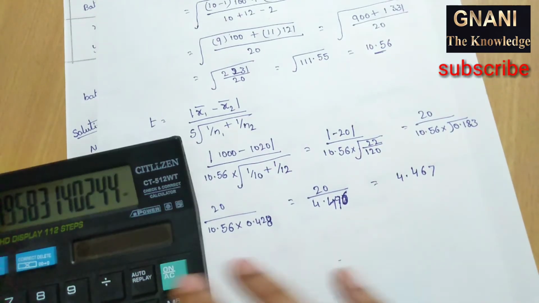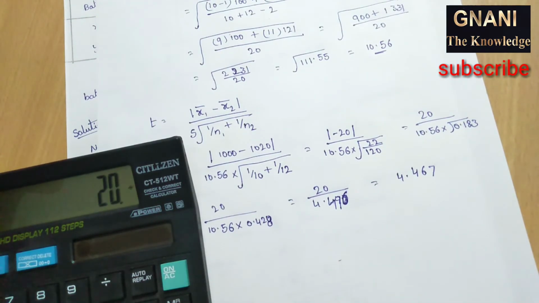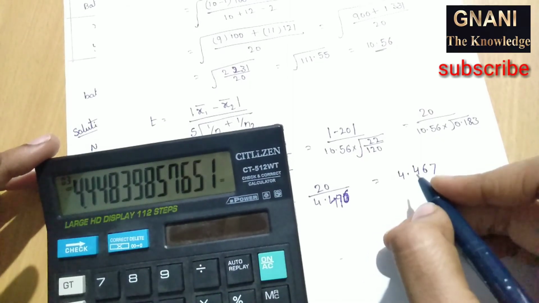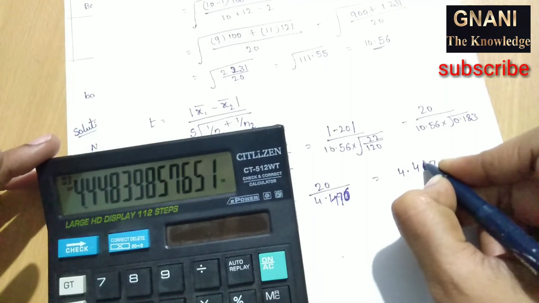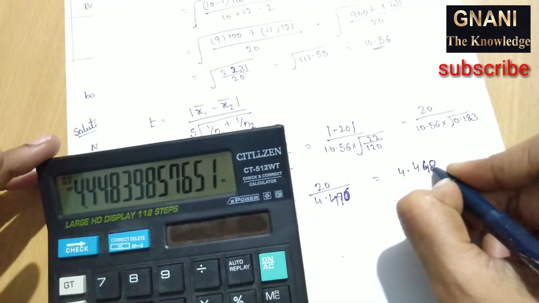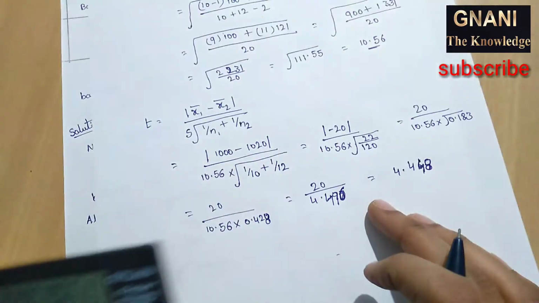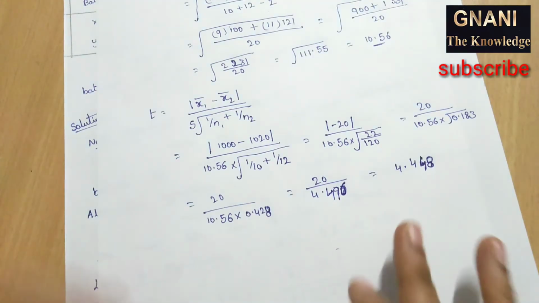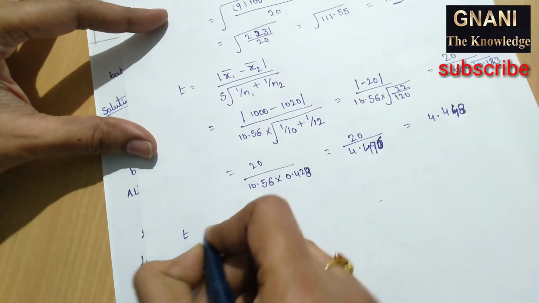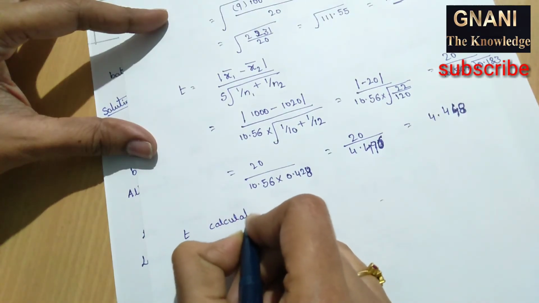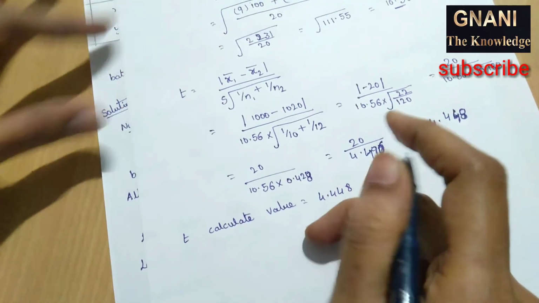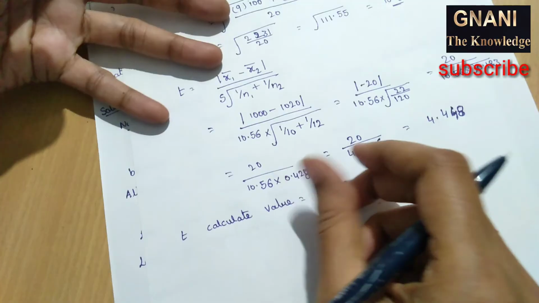Then 20 divided by 4.496 equals 4.448. This is the t calculated value. So the t calculated value equals 4.448.